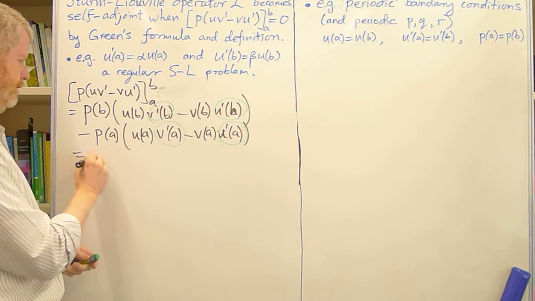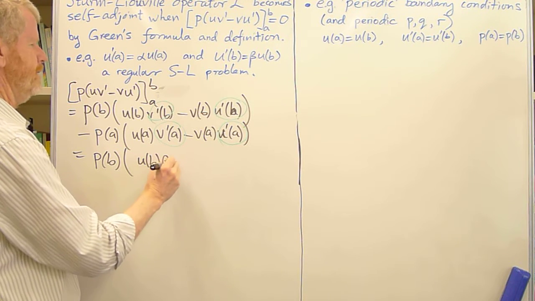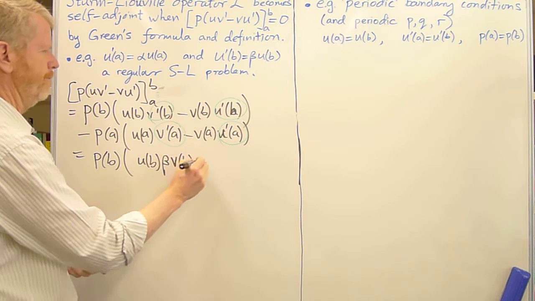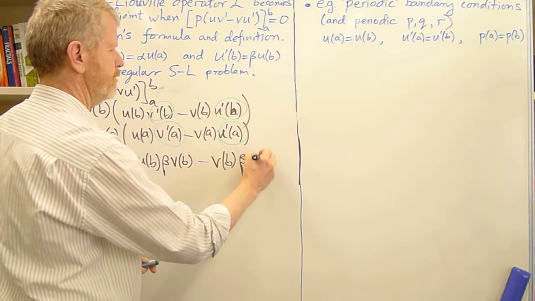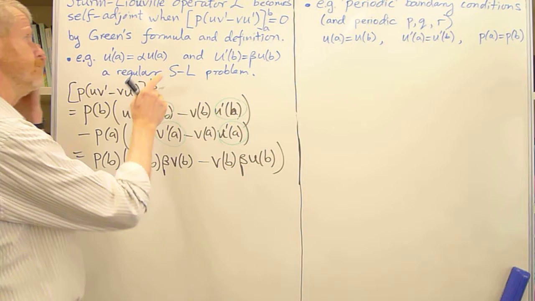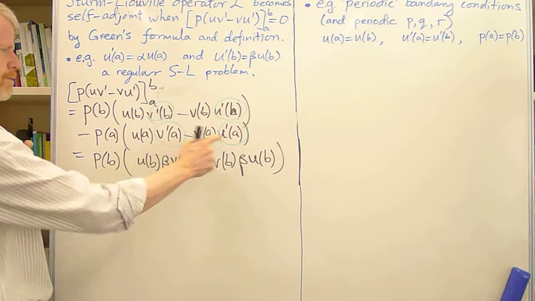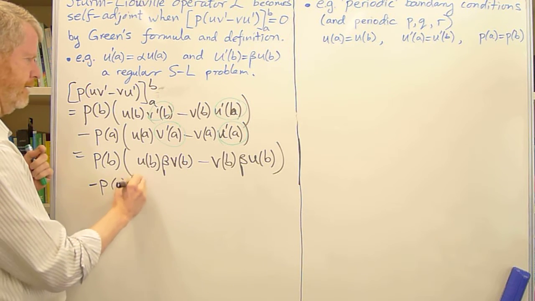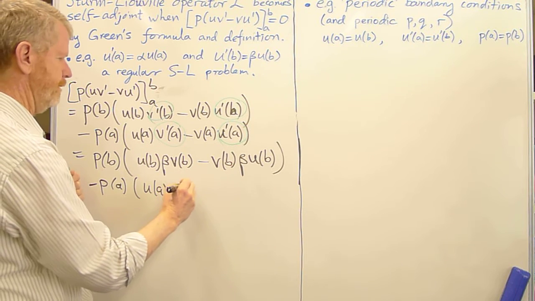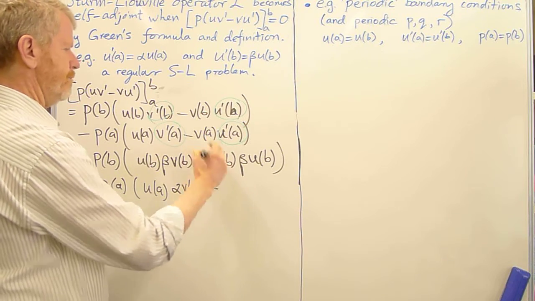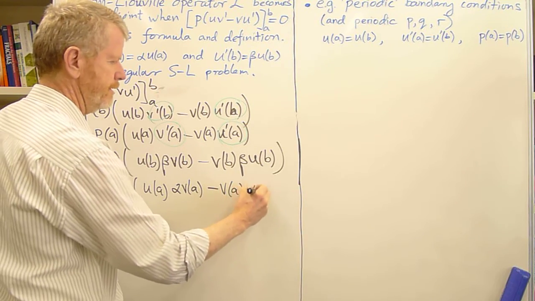So this becomes P of B, u of B, beta v of B minus v of B, beta u of B, using the two boundary conditions at B on u and v. And the same for this line, minus P of A, u of A, v dash of A, well, that has to be alpha v of A, minus v of A, u dash of A. u dash of A is alpha u of A.